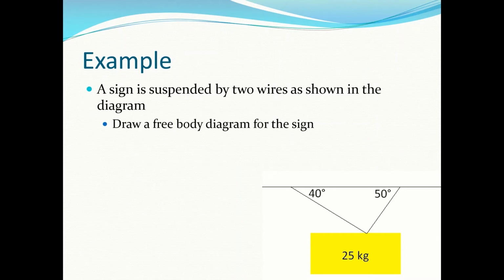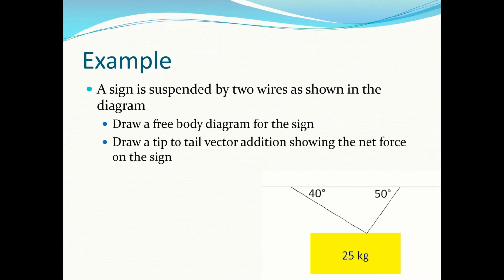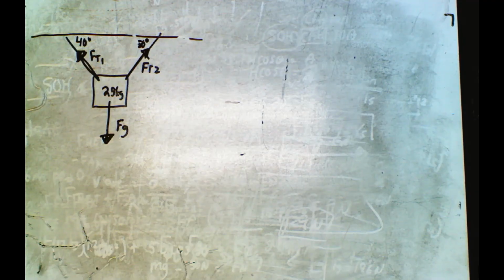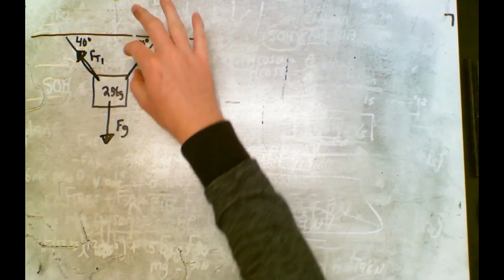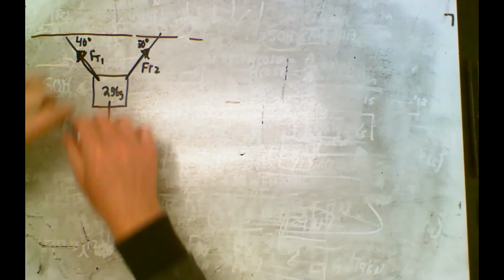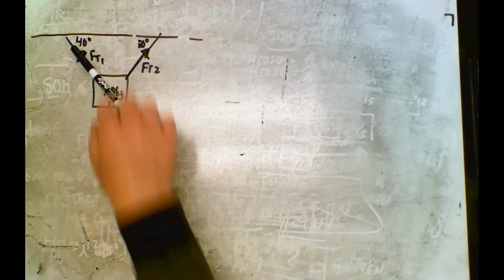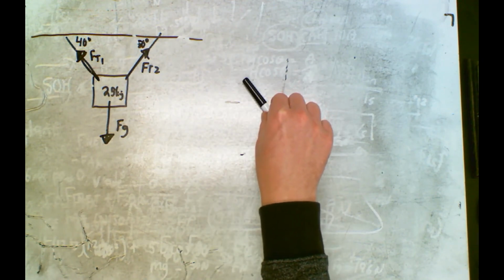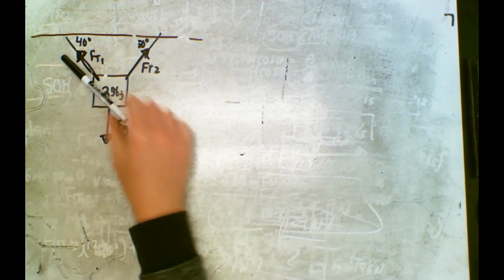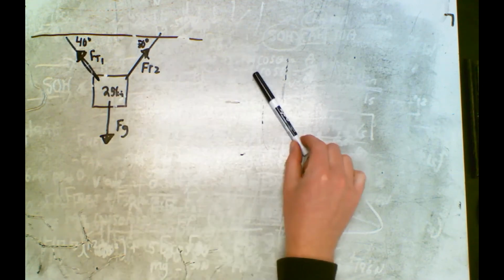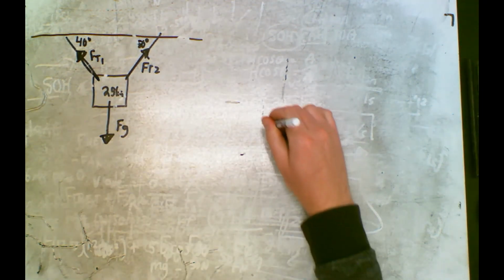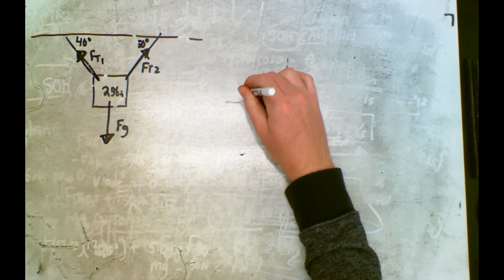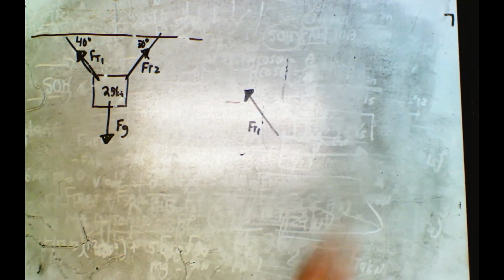So the next thing asks us to draw a tip-to-tail vector addition showing the net force on the sign. Well, the sign isn't moving, so the net force is going to be 0. So if we draw this tip-to-tail, my arrow looks like that right now. I'm going to pick it up and move it over here. I can't change the direction of that arrow, right? That's the direction of the arrow. I pick it up and put it that way. So I draw it exactly the same, and this is force of tension 1.